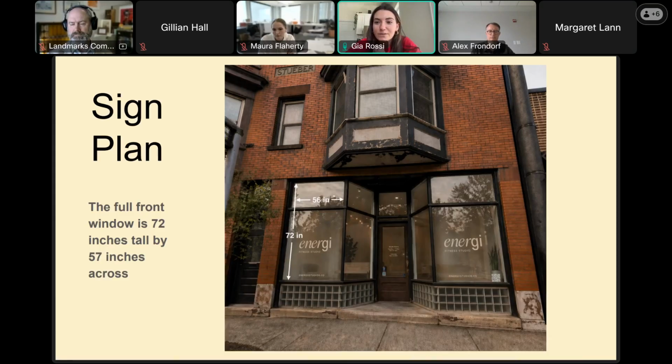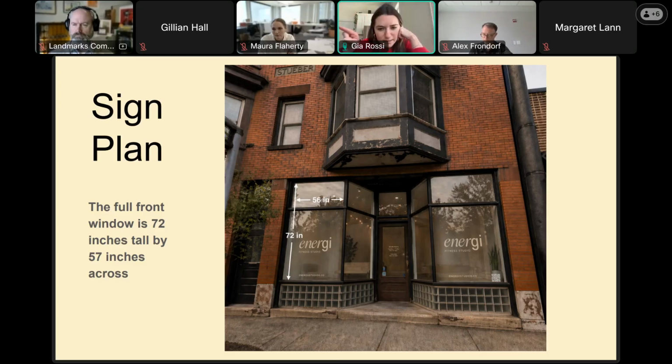This is what the front of the building looks like. It's definitely an older building, but the windows are in the front. All I'm looking to do is put my logo in each of the sides, and below it the words fitness studio and a little QR code with the website, so when people are walking by, they can see the name of the studio. The full front of the window is 72 inches tall by 57 inches across.